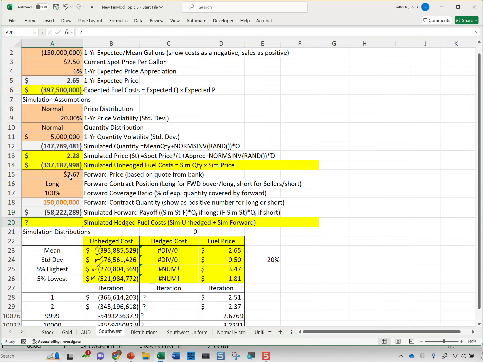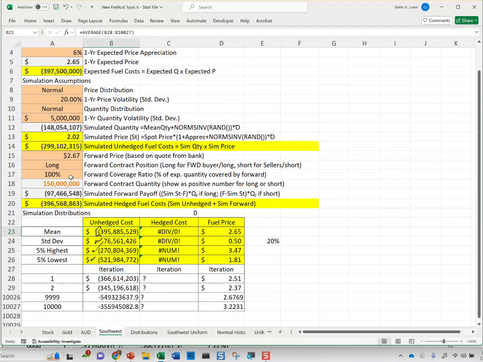So now let's calculate the simulated hedged cost. I'm going to take the simulated payoff of the forward plus the unhedged simulated cost. So what this is simulating here is both the unhedged cost plus the payoff of the forward. Now I'm going to run another simulation that simulates this number and puts it down here, and we'll see how that compares to the unhedged position. Hopefully the mean's very similar and the standard deviation falls, and this range of 5% lowest and highest falls too.